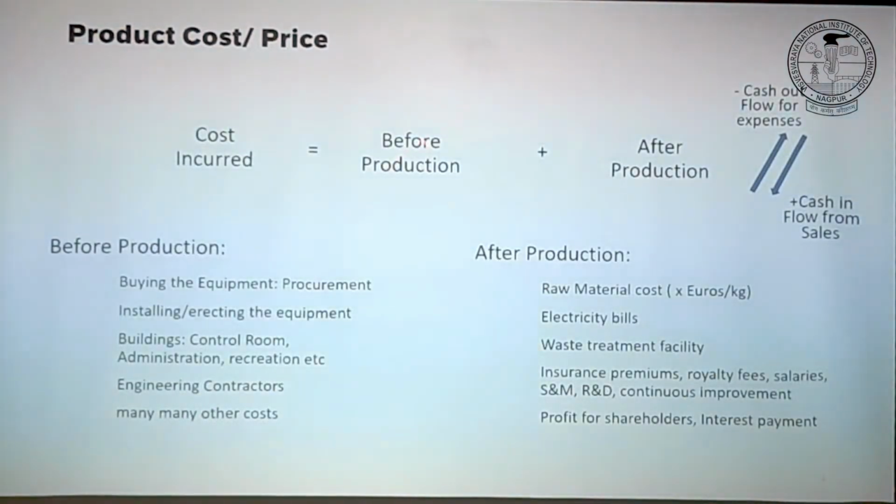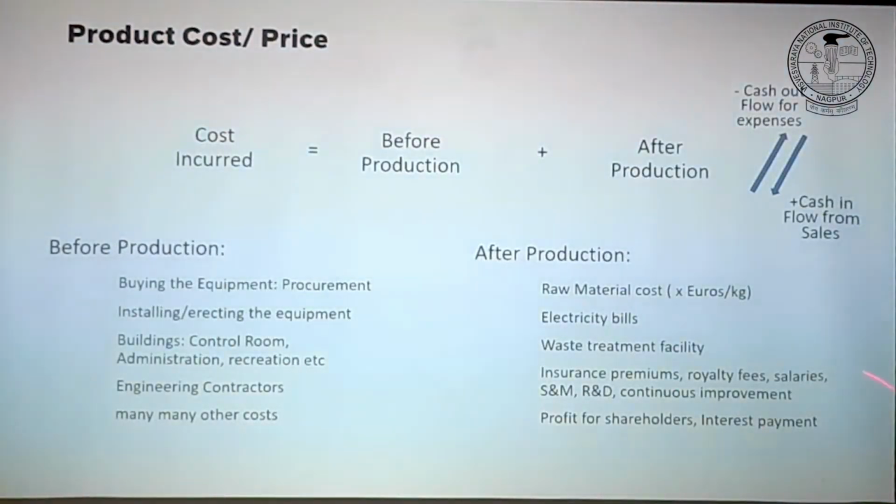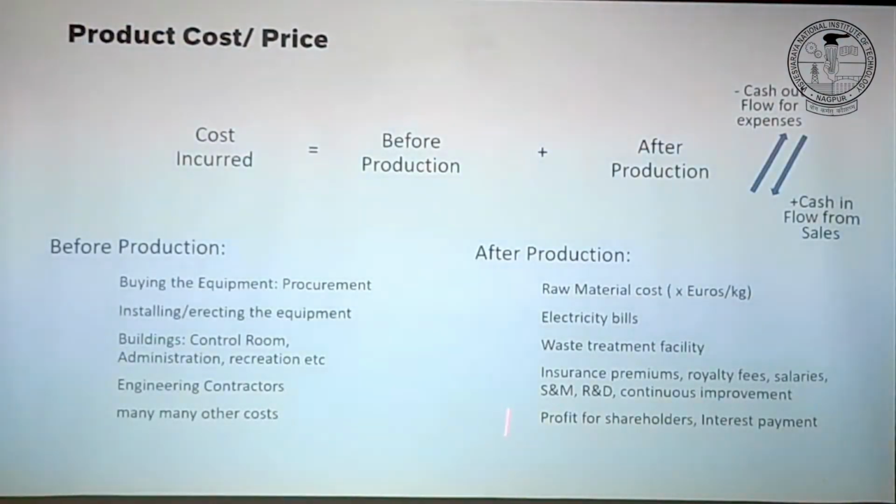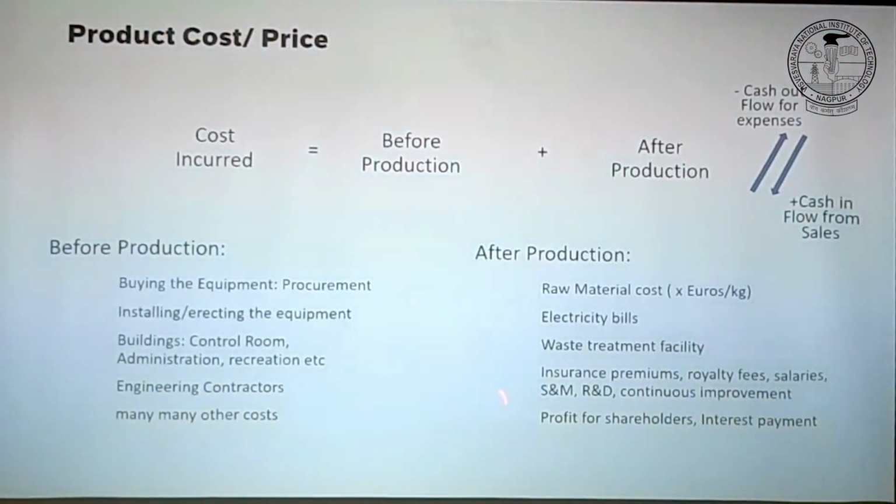Once you start production, what you pay is for your raw material, and the electricity bill in simple terms. You generate some wastewater, so you have to treat it. Then the insurance premium. If it's a special process and you bought it from some licensor, you have to pay royalty fees to use this process. Salaries for your employees, R&D, continuous improvement, all those kinds of things. Apart from this, every year you need to pay profit to your shareholders, right? Interest payments, all those kinds of things.